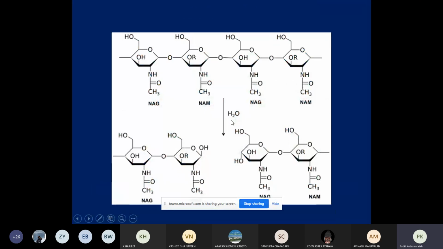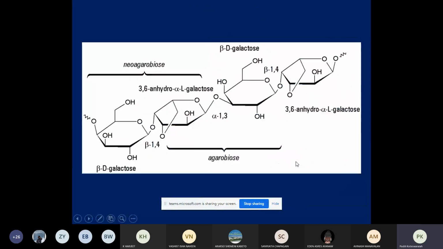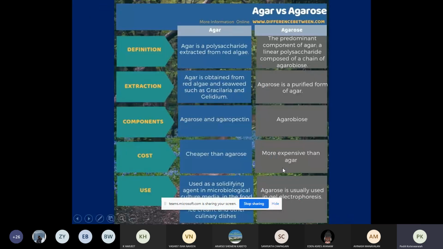Then we discussed agarose, and it is present in certain marine red algae cell walls, and it is a sulfated heteropolysaccharide made up of D-galactose and 3,6-anhydro L-galactose, and it is also used as a supporting matrix for agarose gel electrophoresis. We have already said that for the separation of DNA.